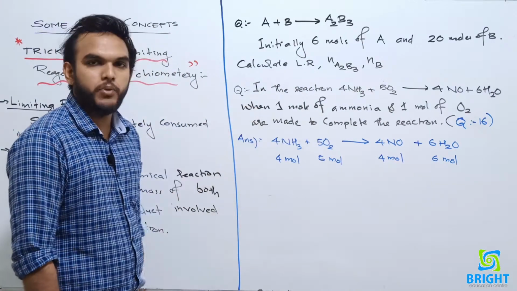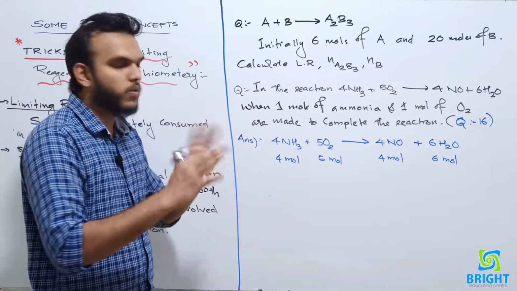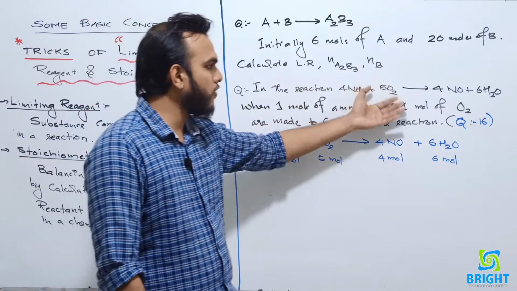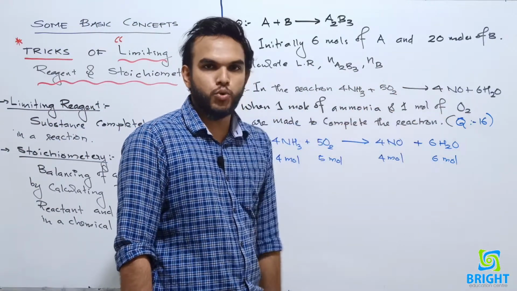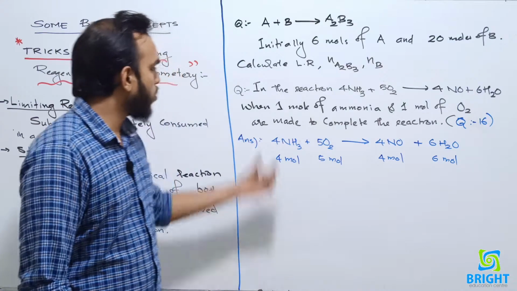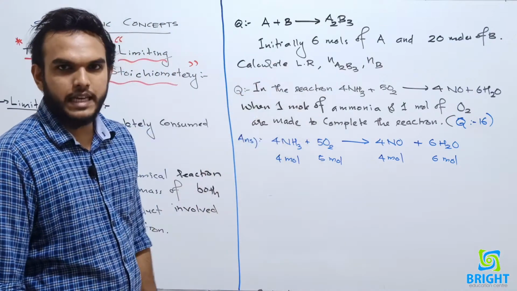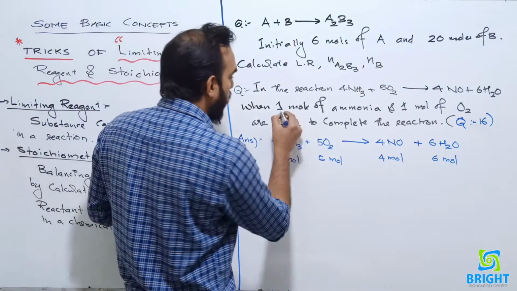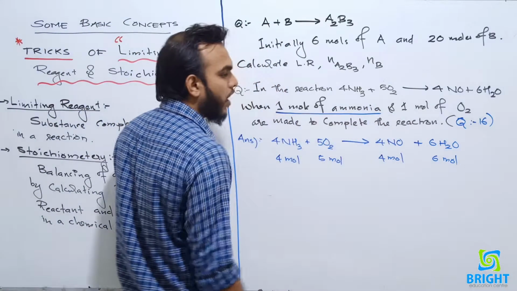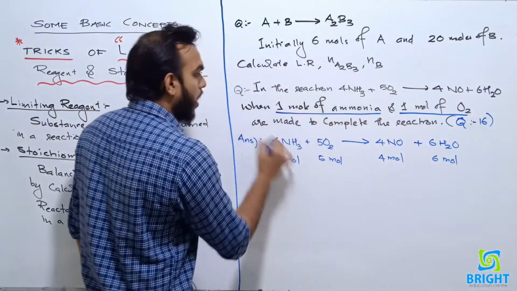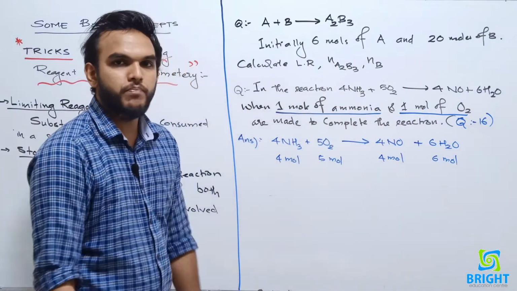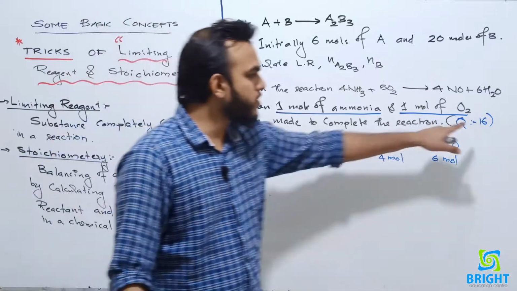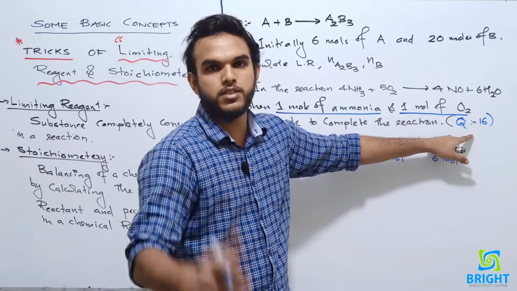And next we are going to the next type of question. This is also related to a balancing problem. In a reaction 4NH3 plus 5O2 gives 4NO plus 6H2O, this question is given. When 1 mole of ammonia and 1 mole of O2 are made to complete the reaction, then what will be the result? This question is based on your material, question number 16. You can check the answers in question number 16.